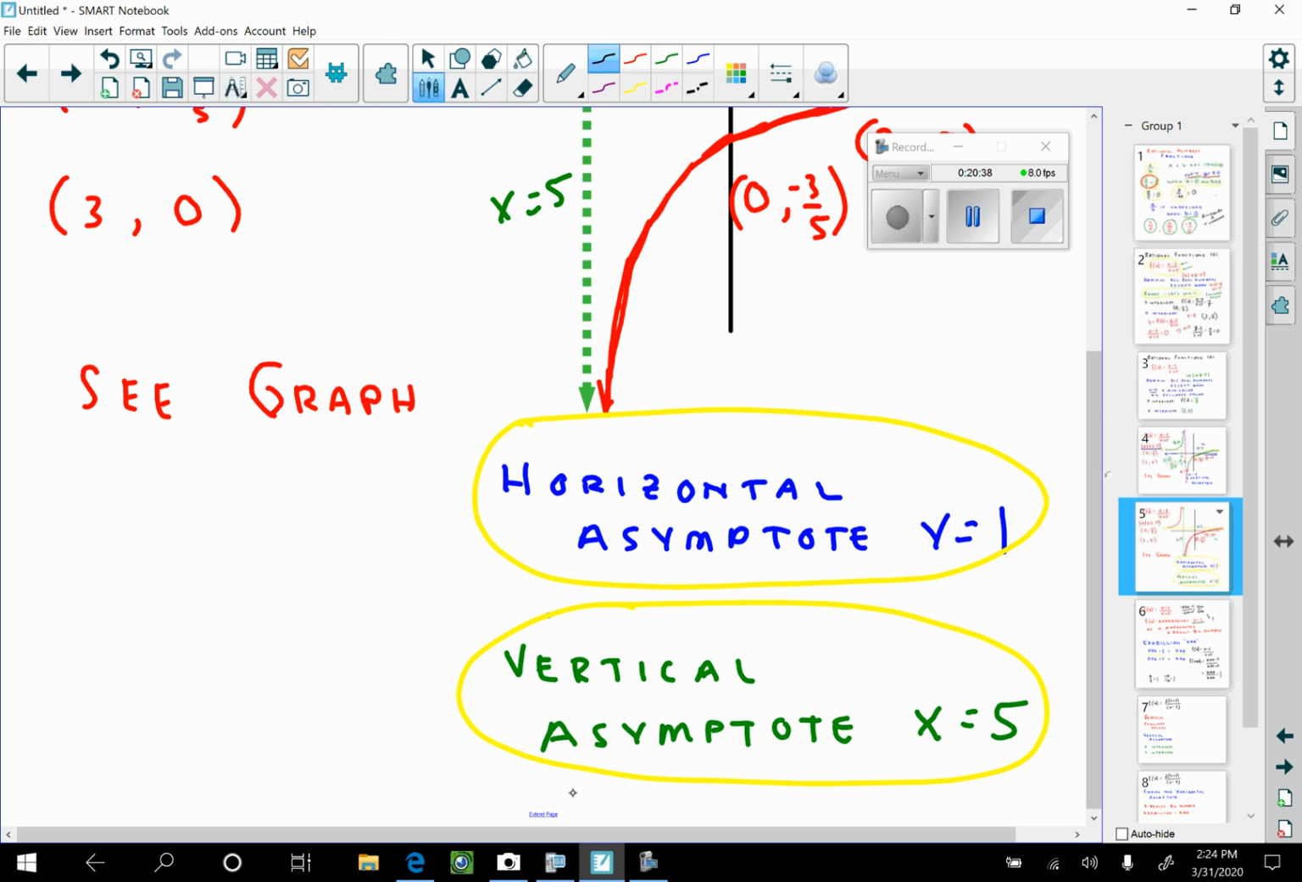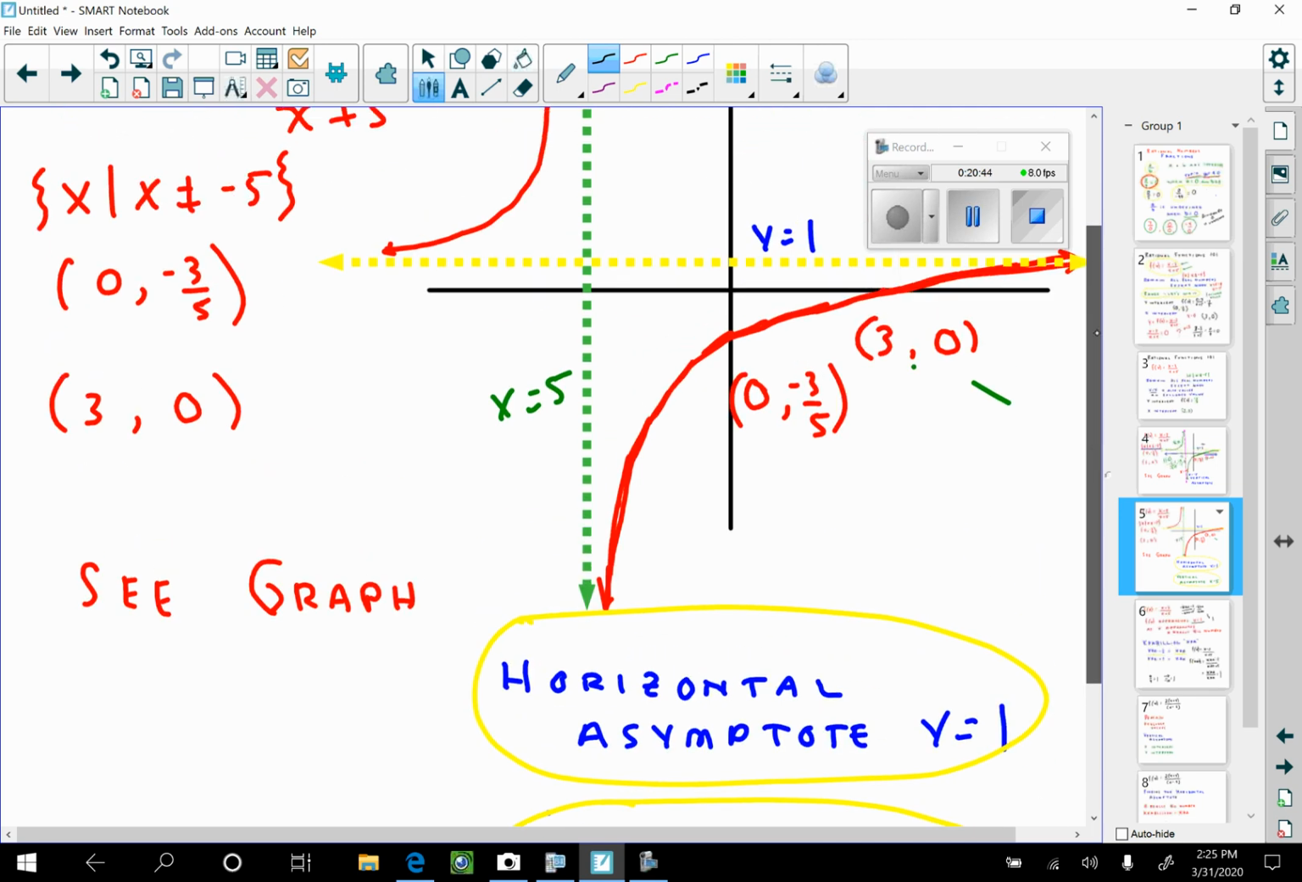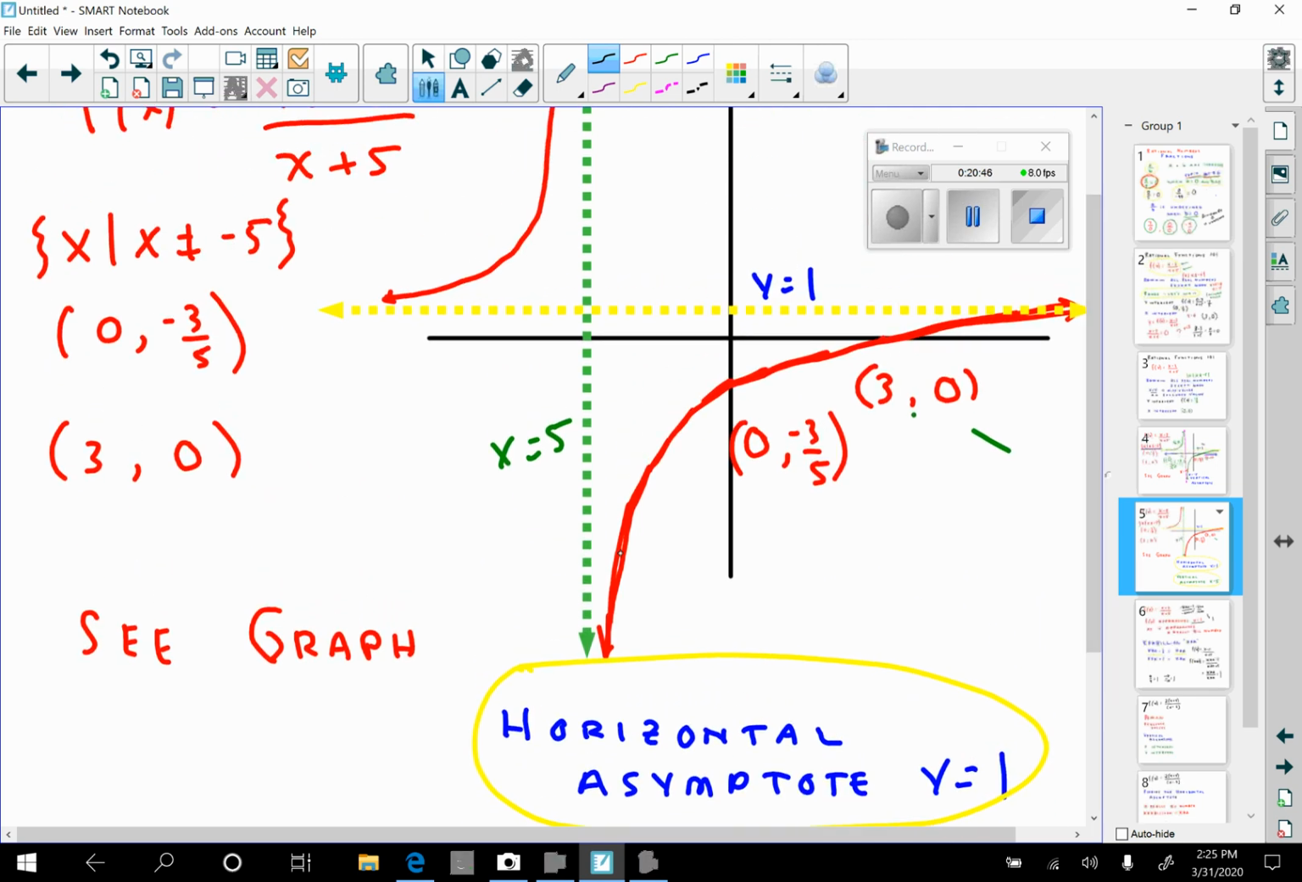The vertical asymptote is the excluded value. A graph doesn't cross its vertical asymptote. A graph can cross a horizontal asymptote, but none of the ones that we're going to see yet do. I can easily find the y-intercept. I can easily find the x-intercept.